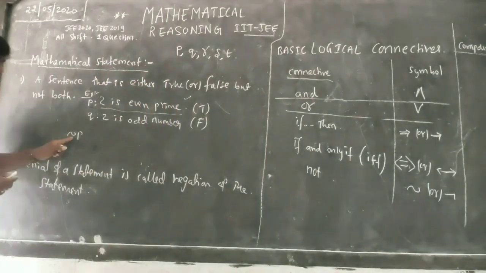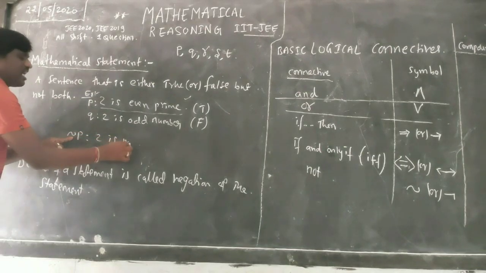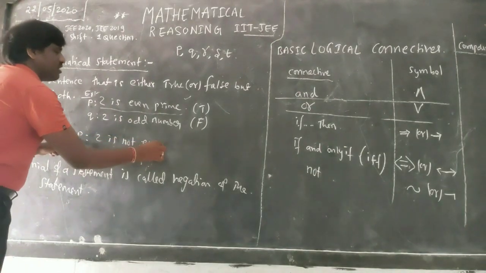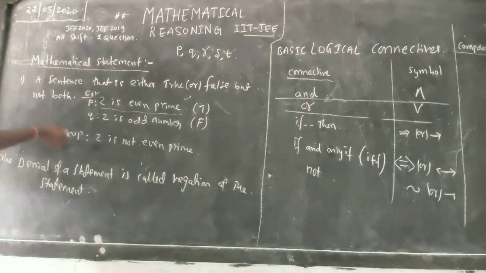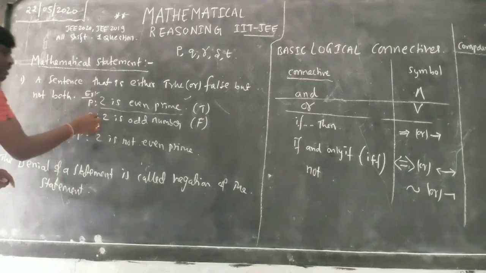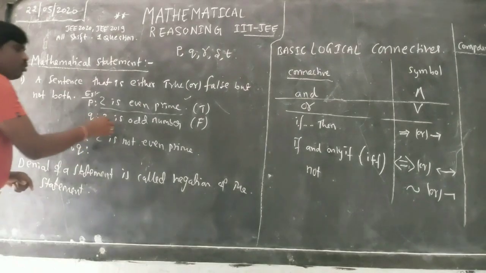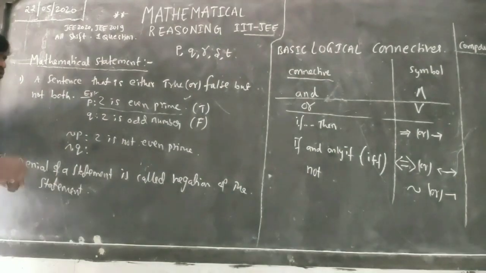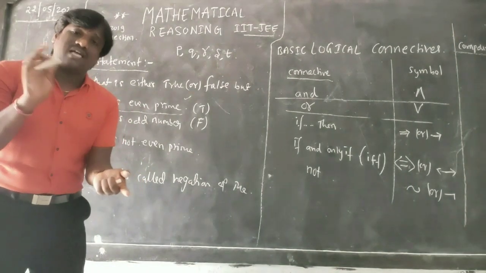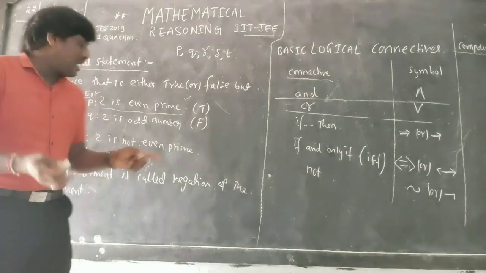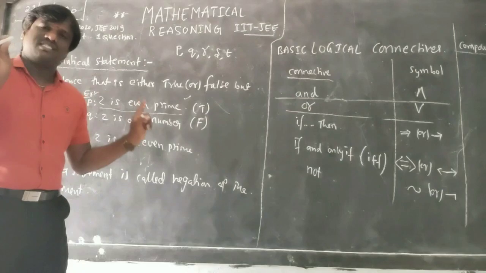We use this symbol, that is, we write "2 is not an even prime." If I use "not," that is called the negation of the statement. If Q is "2 is an odd number," the negation of Q is "2 is not an odd number." Either I can write this or I can write "2 is an even number." Both are the same.